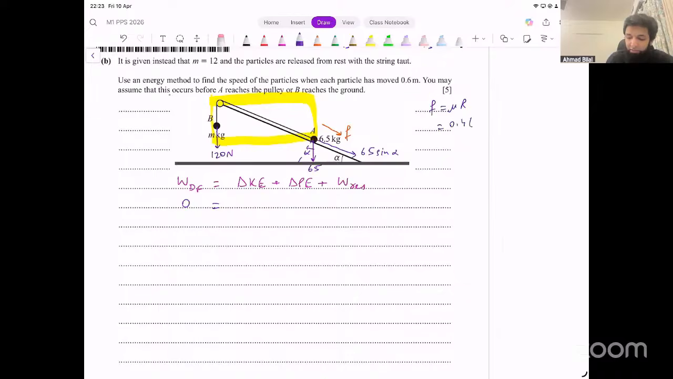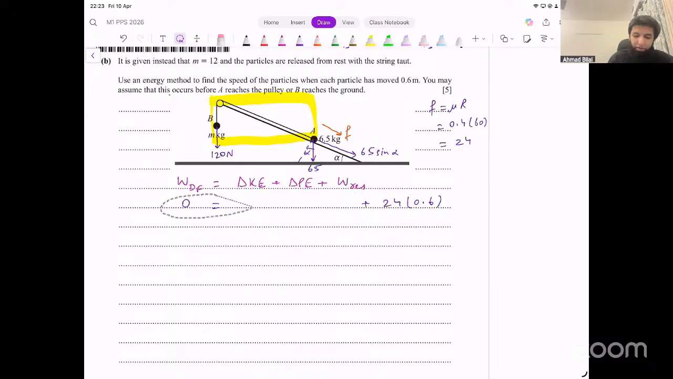R is 60. So nothing has changed there. That was 24, right? So work done against resistance, that would be 24, the friction value, multiplied by the distance traveled, which is 0.6. So we know this as well, work done against resistance. The problem is change in kinetic energy plus change in potential energy.